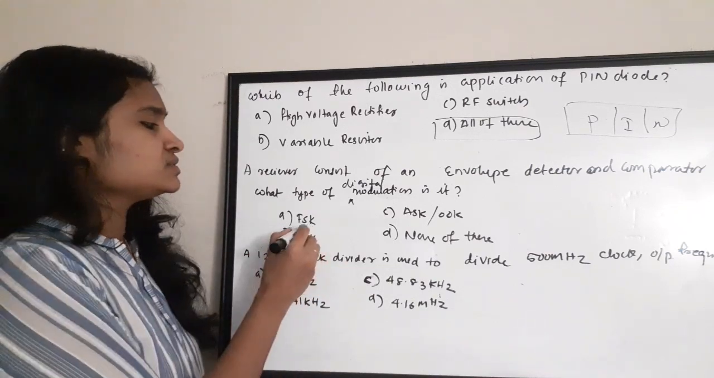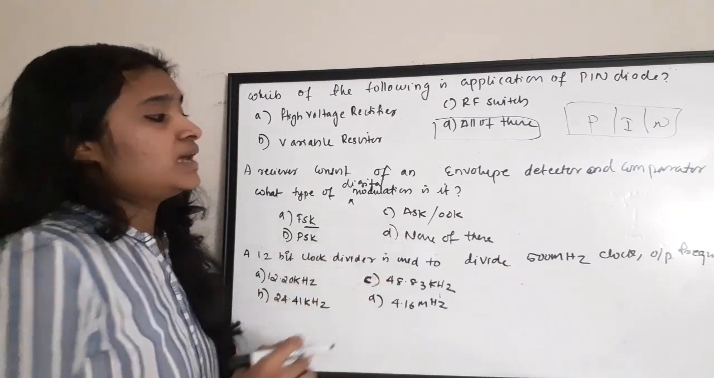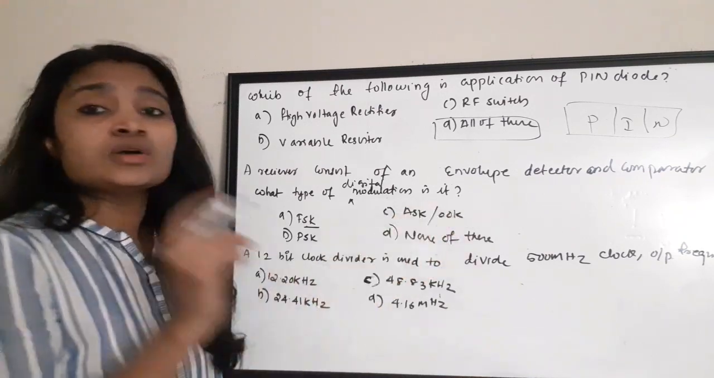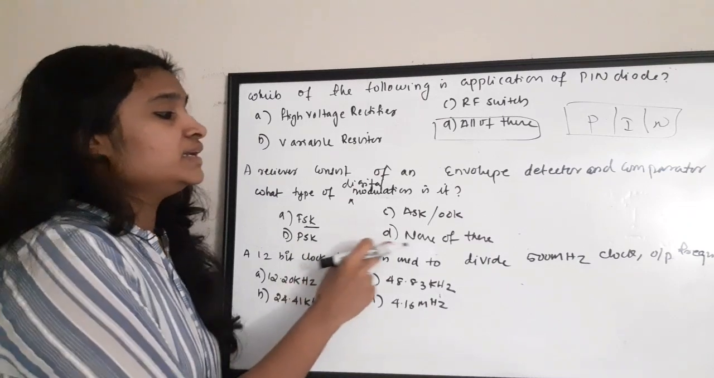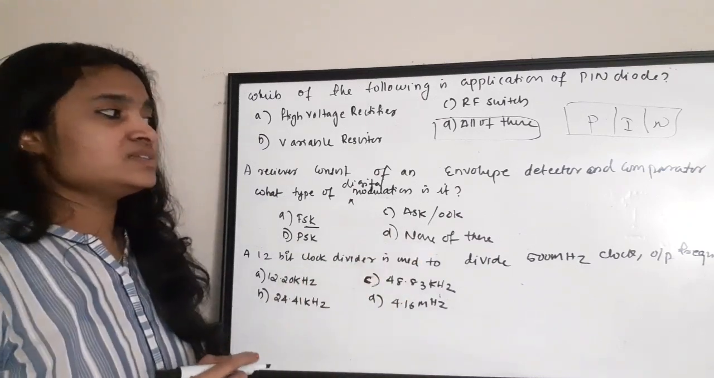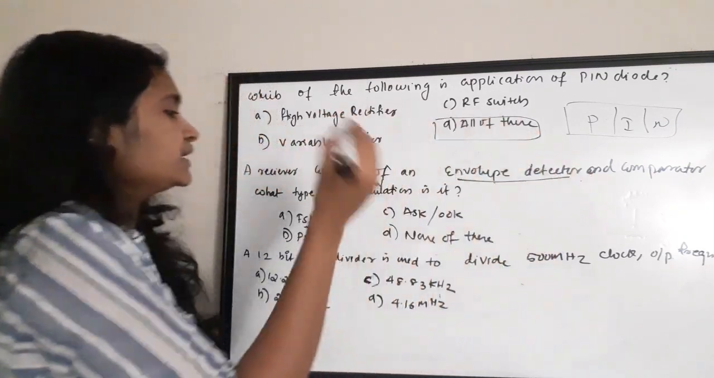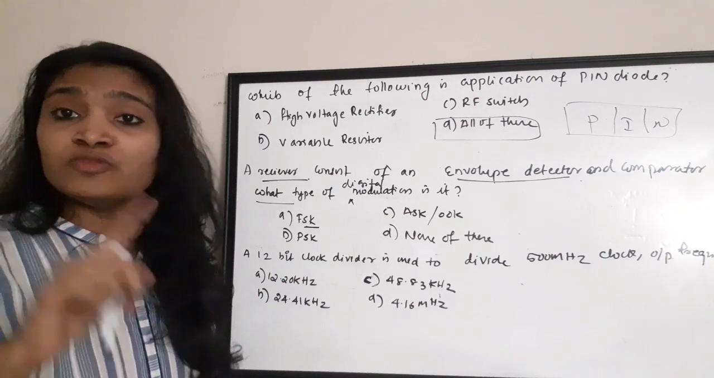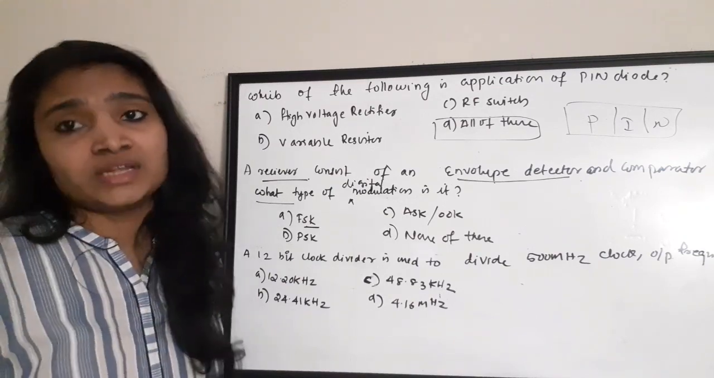So if you are seeing this term called keying, it is a digital modulation. C, ASK means amplitude shift keying. OOK means on-off keying. D, none of this. So in the question they are saying that at the receiver side there is an envelope detector and a comparator. The receiver consists of an envelope detector. An envelope detector is always used for detecting amplitude variations.